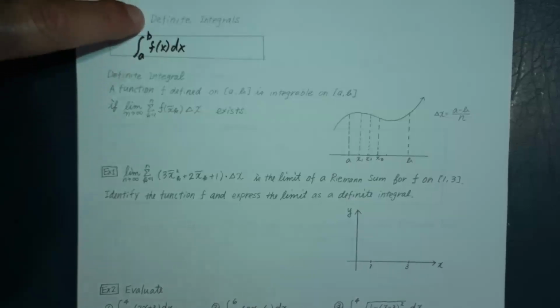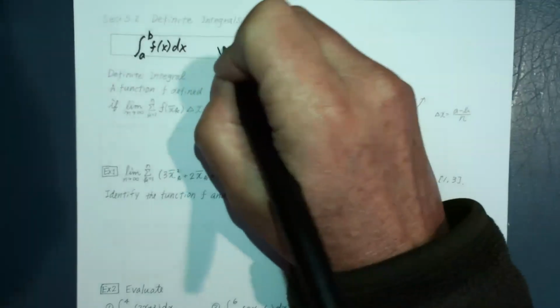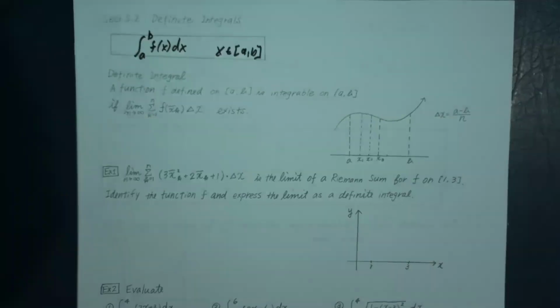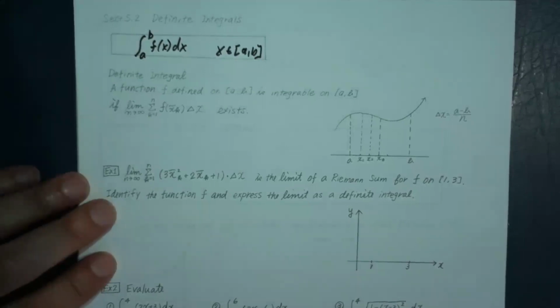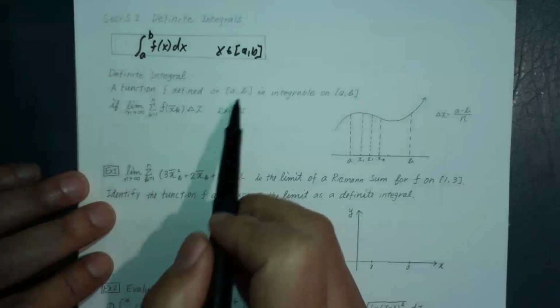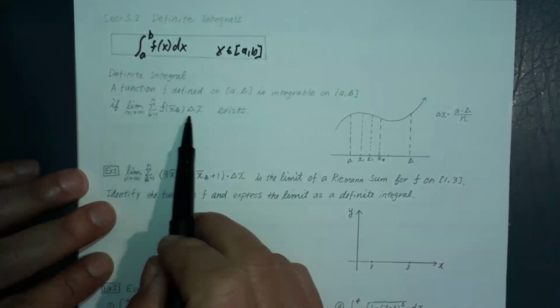So it's called a definite integral because we have boundaries a to b. So x is clearly going from a to b. And the connection that we're going to make from the lesson from 5.1 is that the definite integral comes from a Riemann sum, which we are decent at this point. So function f is defined from a to b, is integrable on a to b if the limit as n goes to infinity of this exists.